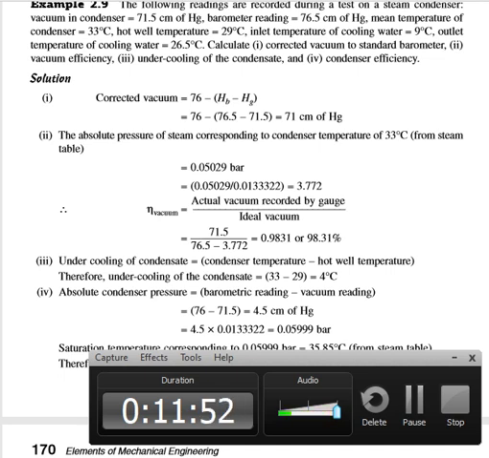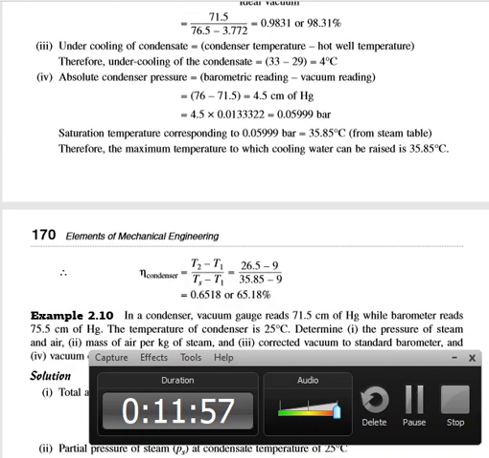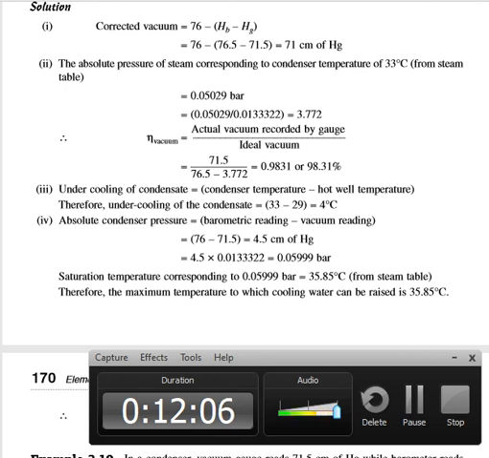Then go to find another parameter, condenser efficiency. For condenser efficiency we want the temperature Ts. T2 is already given, T1 is already given, but the Ts temperature is not given. So you have to find out Ts temperature. First of all, absolute condenser pressure equals barometric reading minus vacuum reading. This is the formula for the absolute condenser pressure. Put the value: 76 minus 71.5 equals 4.5 centimeter of Hg.